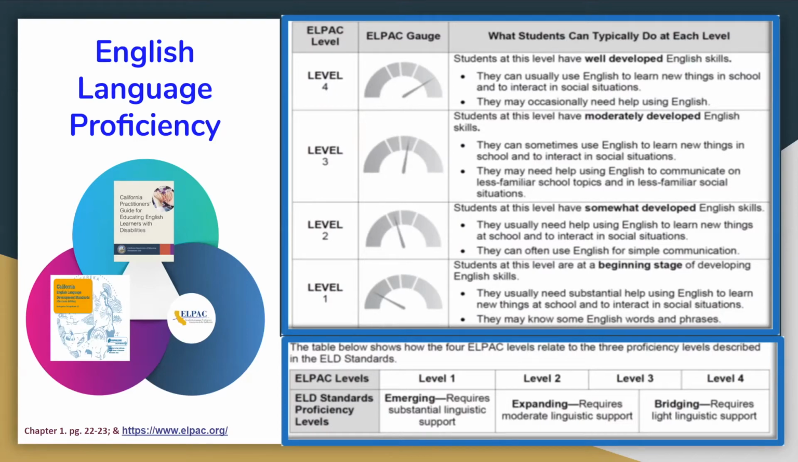For instance, a student in, let's say, score level 3, many students in that level of the LPAC, needing help utilizing English to communicate on less familiar school topics and in less familiar social situations. When put into context of the ELD standard, these students are in this expanding level where they need moderate linguistic support as necessary. Linguistic support in this context does not necessarily mean a translator. I think that's a frequently asked question that we find, but rather think broadly as it refers to the resources, scaffolds, and accessibility tools, which may include some level of translation of the spoken language or in print form that enable the student to have the necessary access to curriculum and instruction.